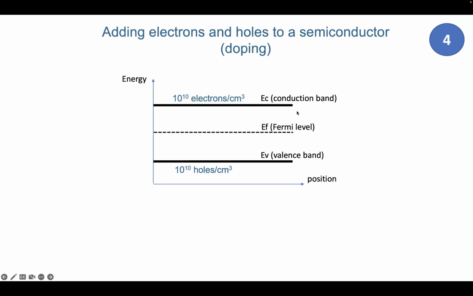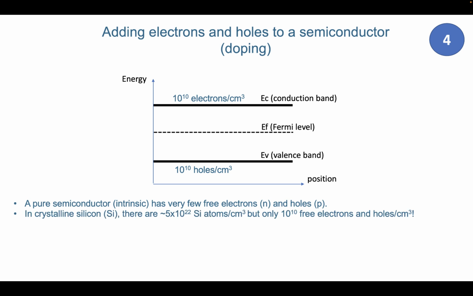Once we start counting the number of electrons and holes that are available for conduction, you realize that there are very few electrons and holes in what we call an intrinsic semiconductor. This is a pure semiconductor that only has the atoms that compose them. In this case, for example, silicon. It's amazing to find out that even though we have 5 times 10 to the 22 atoms per cubic centimeter, there are only 10 to the 10 free electrons on the same volume. That means 12 orders of magnitude less electrons and holes compared to the number of atoms.